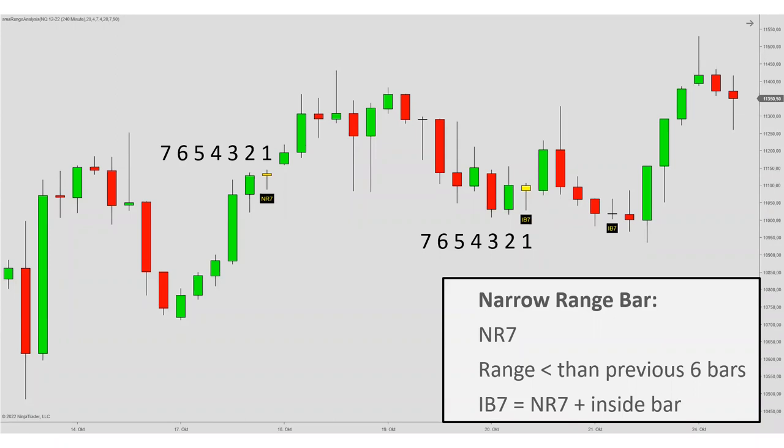So Crabel would use the daily charts, as I mentioned, to find consolidation. But depending on the primary bar series, you could also use a 4-hour chart, which is what we have here of the NQ, or a 30 or a 60 minute chart, what we looked at previously on the previous slide.